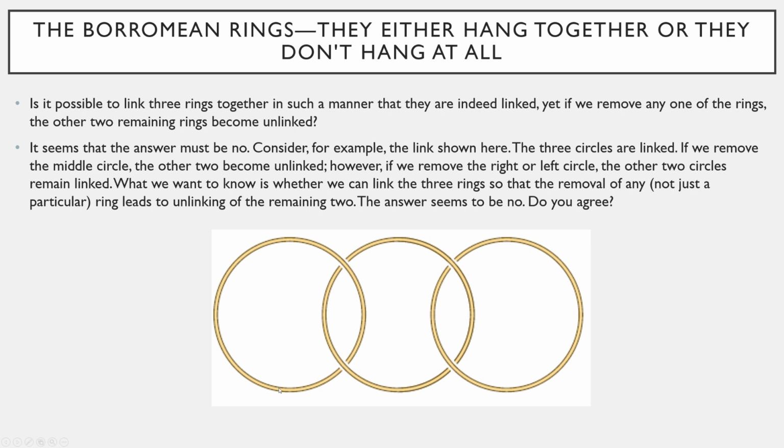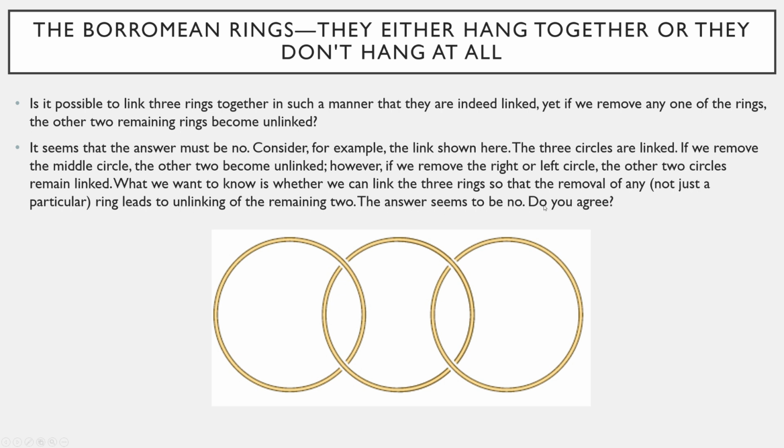But if you removed this one, then the other two remain linked. So the three circles are linked. If we remove the middle circle, the other two become unlinked. However, if we remove the right or left circle, the other two circles remain linked. What we want to know is whether we can link the three rings so that the removal of any, not just a particular ring, leads to the unlinking of the remaining two.